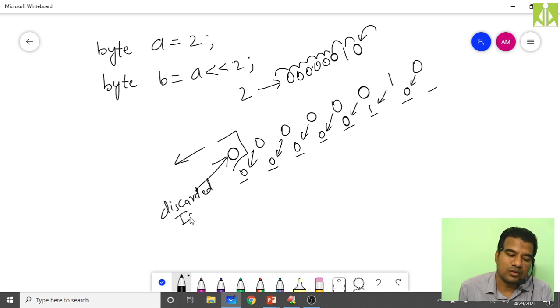We can call both. That 0 will be ignored or discarded, and this first place whatever we have over here will be occupied by an extra 0 from nowhere. Simply put 0 over here. So an extra 0 will be considered, one extra 0 from nowhere. So like this. Next, as we have to perform this shifting twice, isn't it?